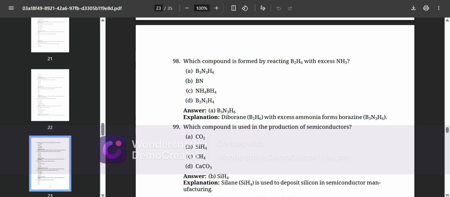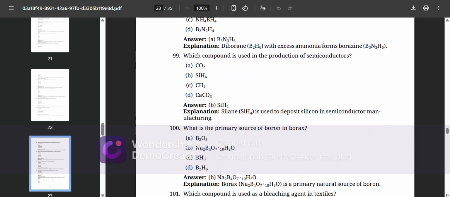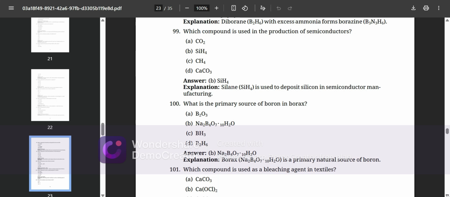Borosilicate glass production. Which compound is formed by reacting B2H6 with excess NH3? B3N3H6. Diborane B2H6 with excess ammonia forms borazine, B3N3H6. Which compound is used in the production of semiconductors? SiH4, silane. SiH4 is used to deposit silicon in semiconductor manufacturing.